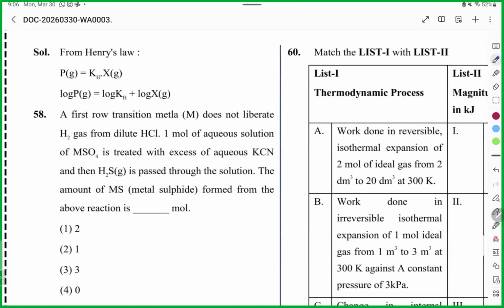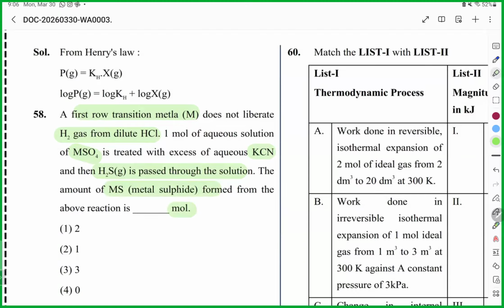Next. A first row transition metal does not liberate hydrogen gas when diluted with HCl. One mole of that element's sulfate reacts with KCN and then H2S is passed through the solution. What is the metal sulfide formed from the above reaction, in moles? How many moles will be formed? You have a first row element.